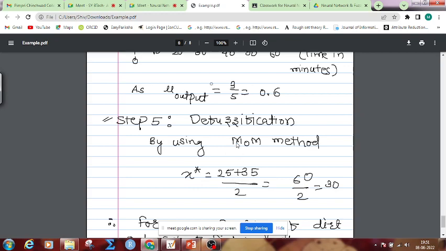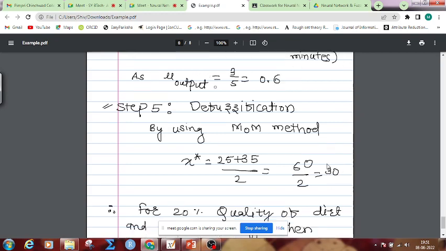So I am using the mean of maxima method here. Okay, the mean of maxima method I am using, and I am trying to get the final crisp output. And what is this? This is nothing but the required 30 minutes, whenever the dirt quality is equal to 20% and the dirt type is equal to 60%, the required time will be 30 minutes.